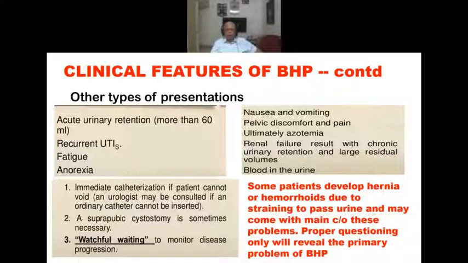So they will come saying that I have a bulge in my lower abdomen, right side, left side, or I'm passing blood along with my motion every day. But if you test them, you may find a large prostate, which is causing the secondary problems of hernia.